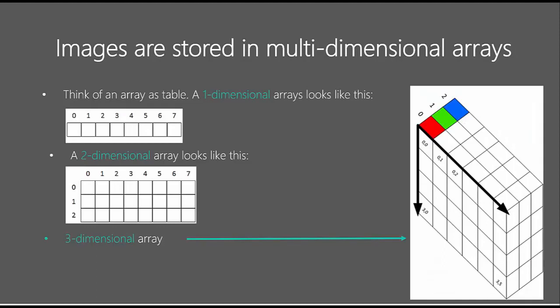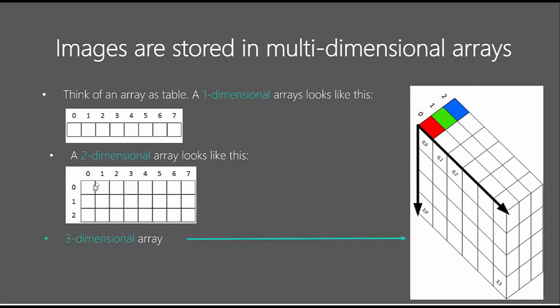First, think of an array as a table, where each cell is identified by its location, which is called its index. So in a one-dimensional array, you have one row of information, and each cell is identified by the index number, which is 0, 1, 2, and so on. In a two-dimensional array, we have multiple rows now.